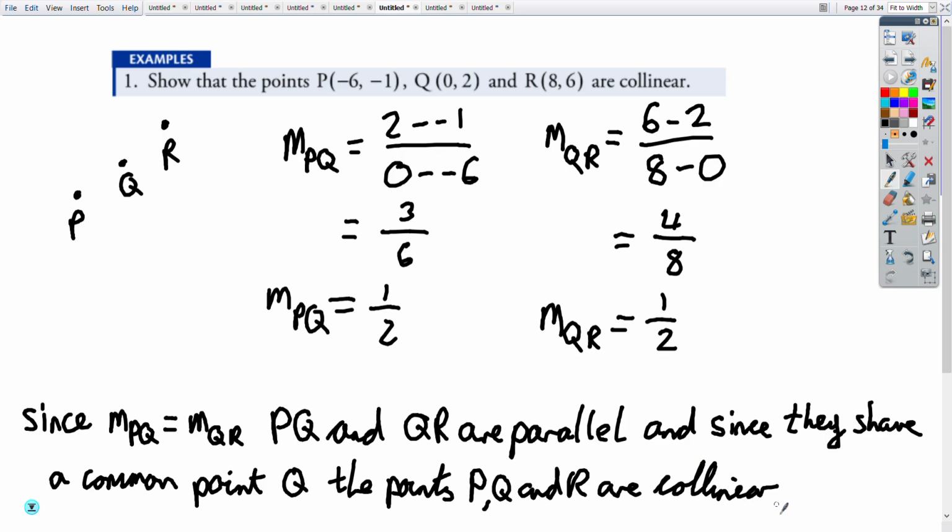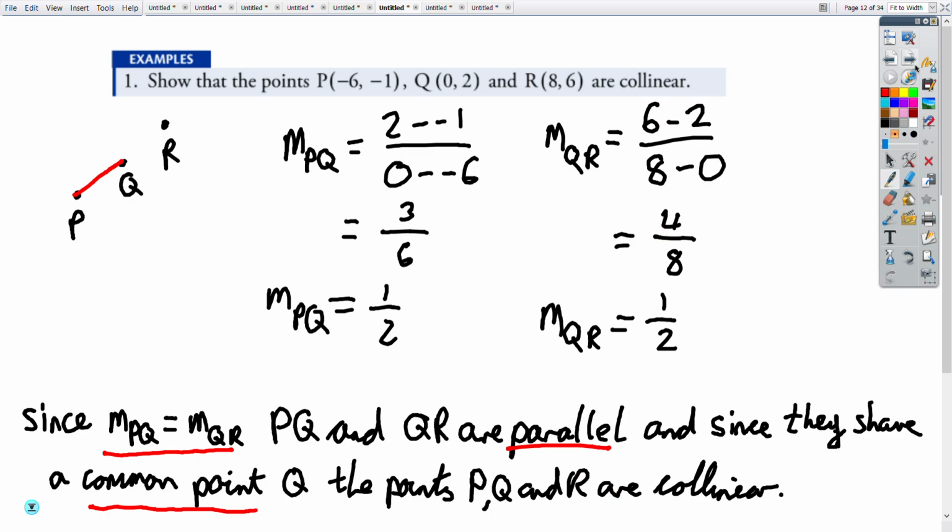So what's really important here is that you have the statement that the gradients are equal to each other, the fact that the lines PQ, as in that line from there to there, and QR, the line from there to there, are parallel to one another and that they share a common point. Those are the statements that we need in order to get full marks for this question. So we need to have the equal gradient statement, parallel, and common point. And then you would say that the points, not the lines, but the points are collinear.